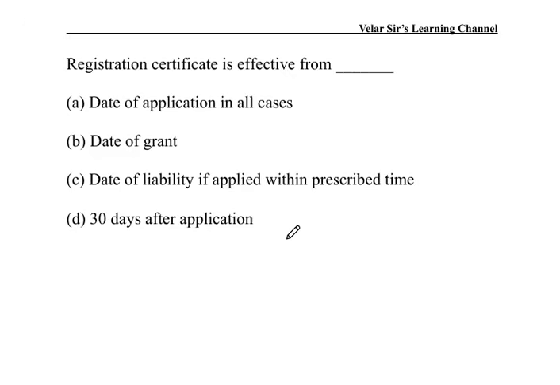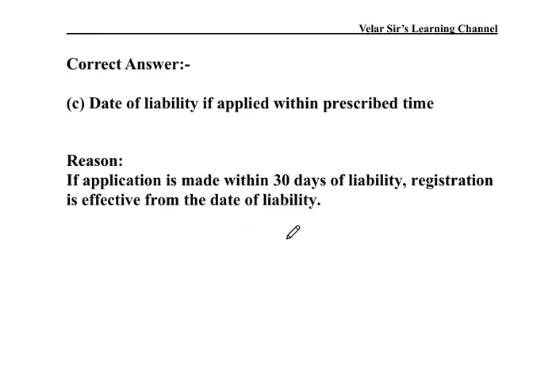The correct answer will be C, date of liability if applied within the prescribed time. Reason: if application is made within 30 days of liability, registration is effective from the date of liability.